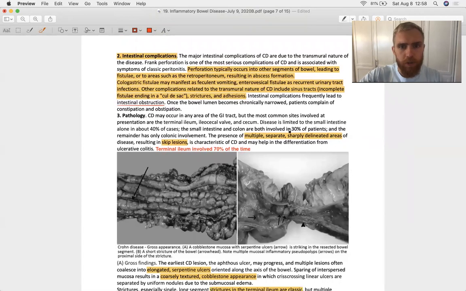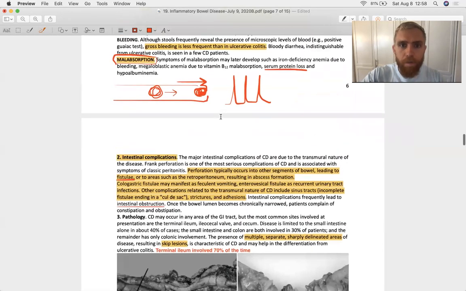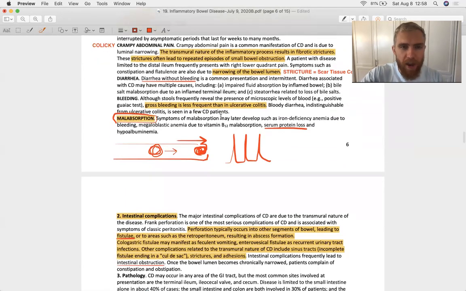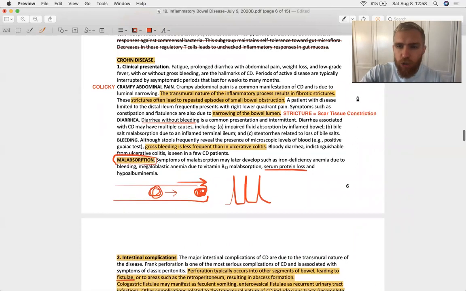Complications of Crohn's disease. Perforation. It's not specific to CD. You can see that in ulcerative colitis as well, that perforation. But it's more common in CD. And what's really particular to Crohn's disease are fistulae. So to understand how a fistula forms, you've got to understand what a stricture is. And a stricture is described up here at the lower part of page 6.